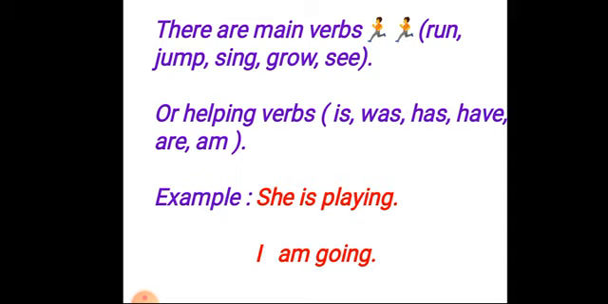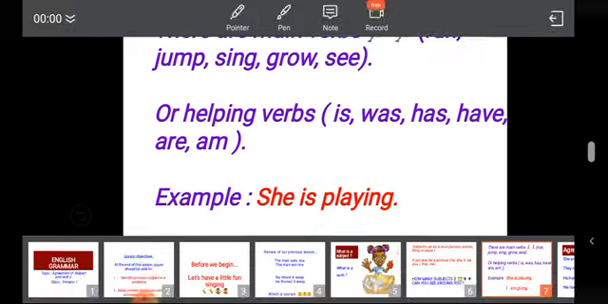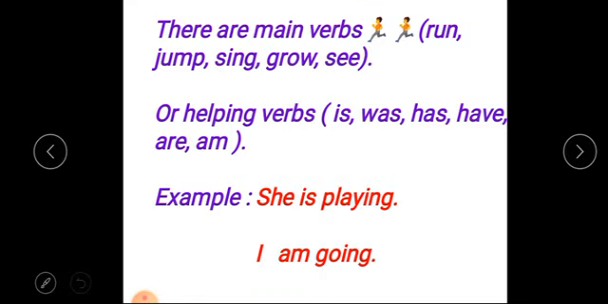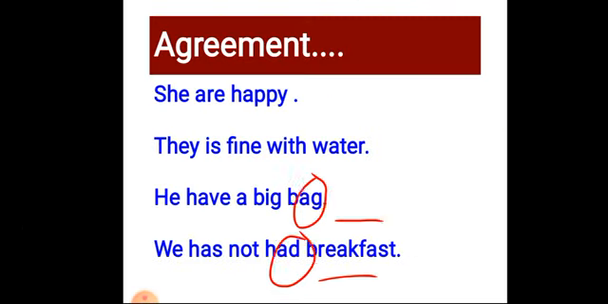Like you can see here. She, can you see the helping verb? It's before the main verb. She is, then you now see the main verb, playing. She is playing. Look at the next sentence we have here. I, that's the subject. Am is a helping verb. You see, it comes before the main verb. Going. I am going. These are some examples of sentences.